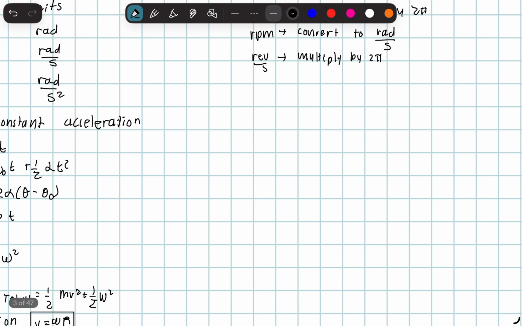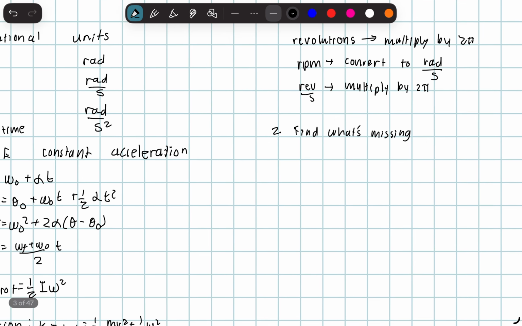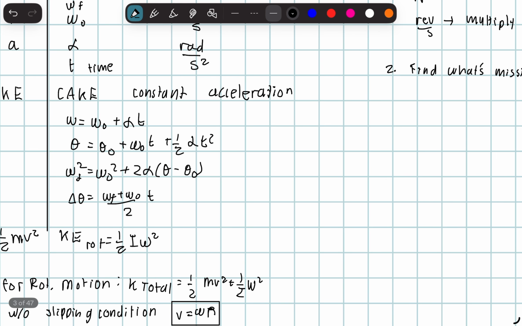So after you've got your units, the second thing you do is find what's missing, and you want to avoid the equation that has the missing variable. So let's talk about this first equation. Omega final squared is equal to omega initial squared plus 2 times the angular acceleration times the angular displacement. This is the one that has no time. If you don't know what the time is, then you use this equation.